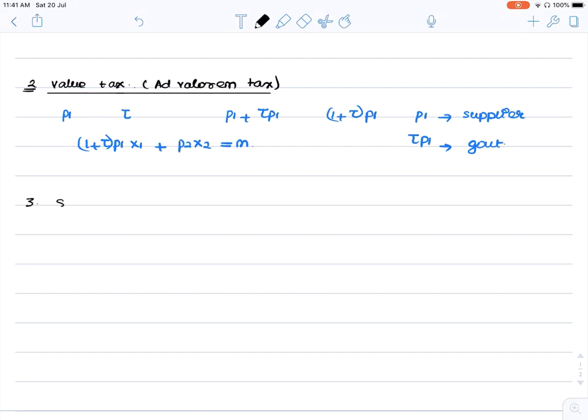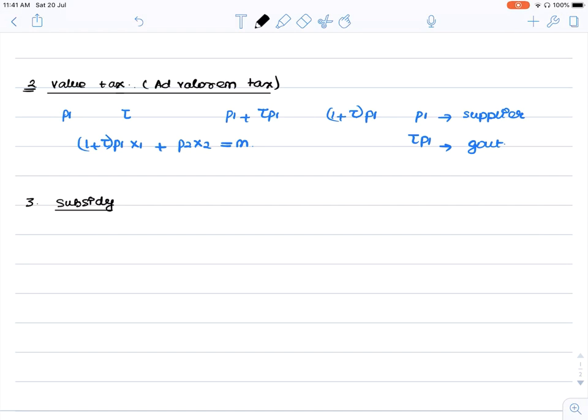Okay. The third is the case of a subsidy. So a subsidy is absolutely the opposite of a tax. In case of a tax, government takes money from the consumer. In case of a subsidy, government gives money to the consumer, right?